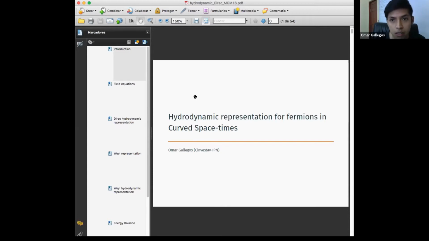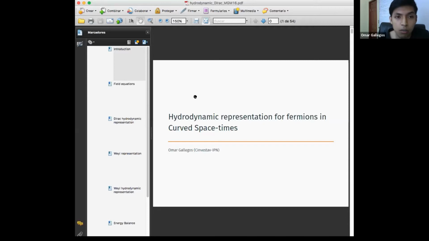For fermion systems, there are some places in the universe where the curvature of spacetime is relevant. For example, near a black hole or a star, or in the early universe. For this reason, we consider systems in curved spacetimes. There are some works where the hydrodynamic representation is used. For example, in this paper, the authors find the energy balance equation for boson particles, and the key is the hydrodynamic representation. Also, Dr. Tonatiuh Matos and Dr. Chavanis worked with me to develop this work for fermion particles.